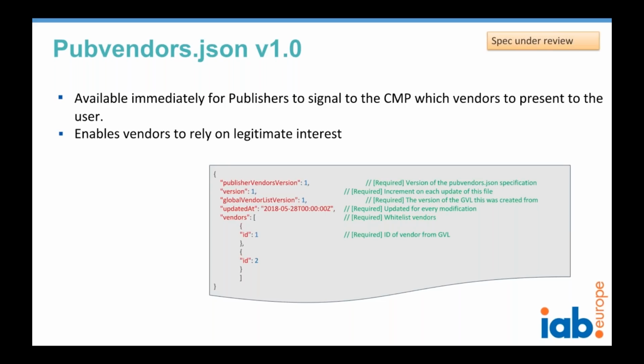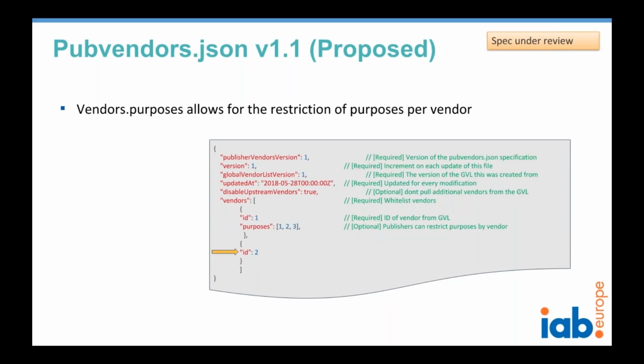If we go to the next part, which is the more interesting thing that's still getting discussed, and there are 2 slides on this, and we're still figuring out the best technical solution for this, but there is vendors purposes, which allows for the restriction of purposes per vendor, based on whatever contractual obligation or contracts they have between the vendor and the publisher. They can declare that here, especially if it's not matching what's already in the global vendor list. So there is going to be the vendor like we had before, the ID, and then they can specify the purposes supported.